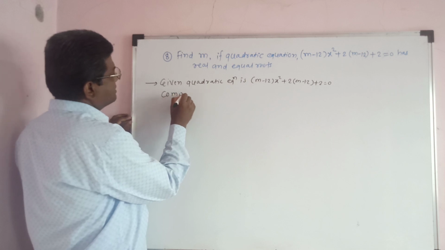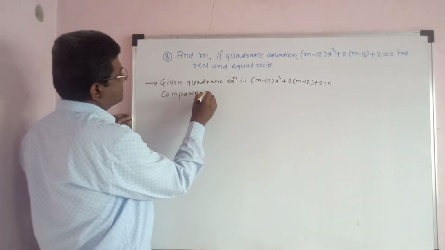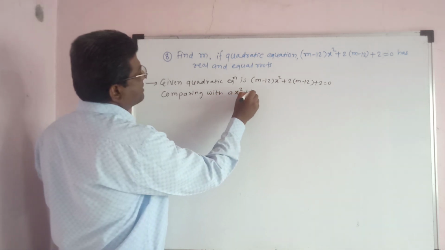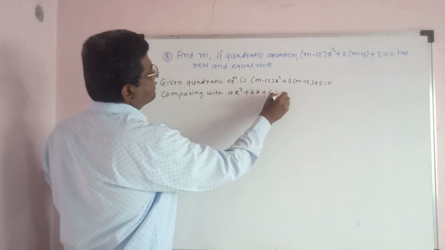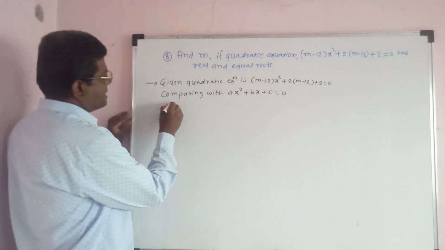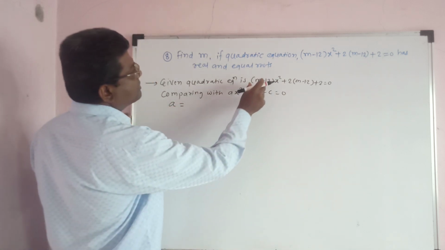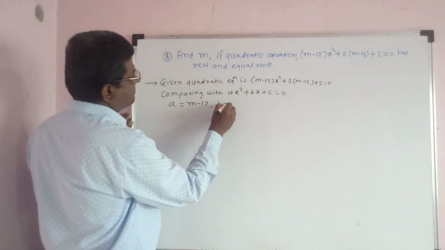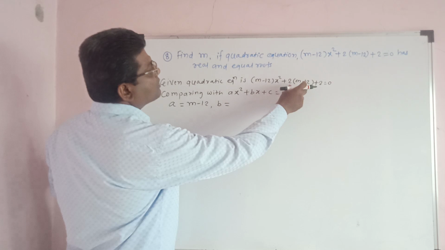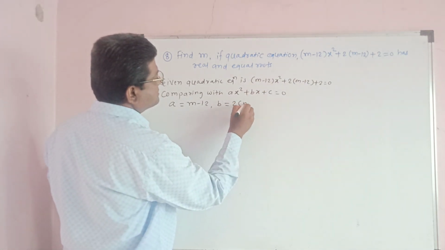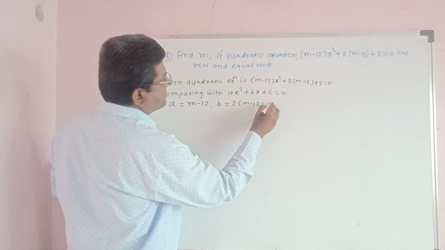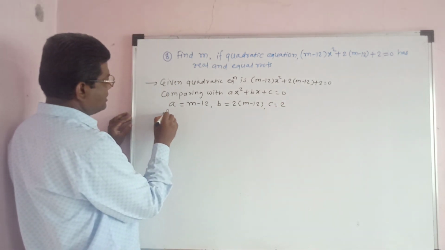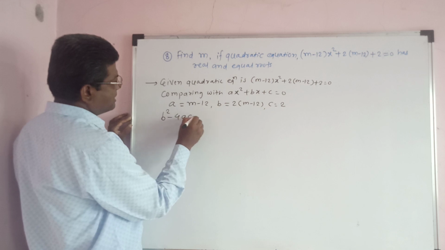Compare this equation with ax² + bx + c = 0. Therefore, we have a = m − 12, b = 2(m − 12) and c = 2 here. Now let us find the value of b² − 4ac.